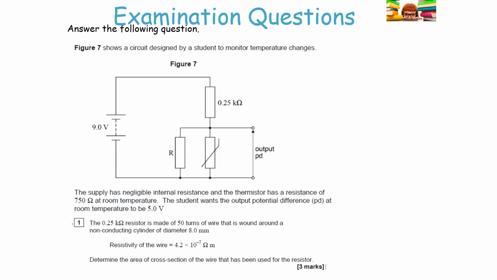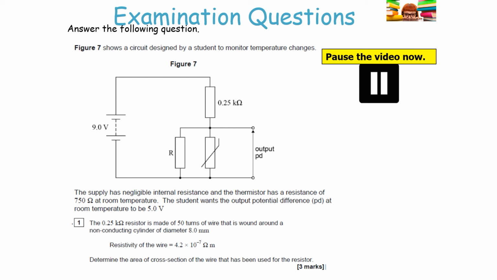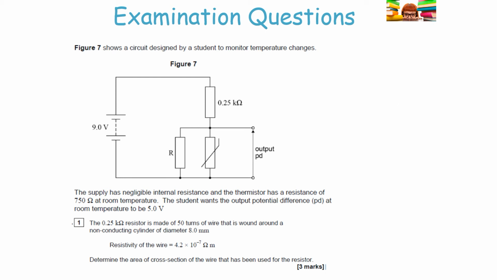So the first thing you've got to do is, pause the video now, then unpause the video when you want to go through the answer. Right, so the first thing you've got to do is actually use the resistivity equation. Rho equals RA over L. This time we're going to make A the subject.